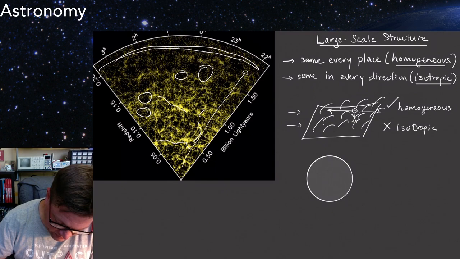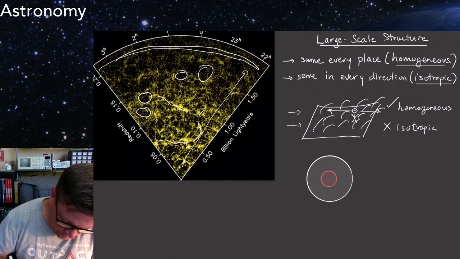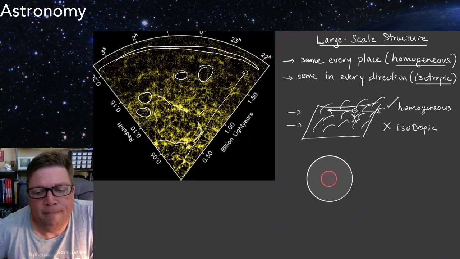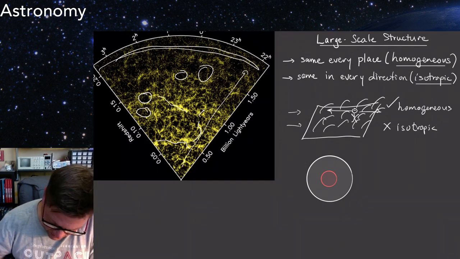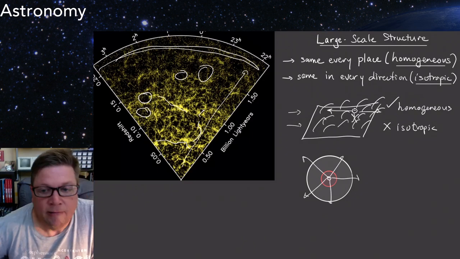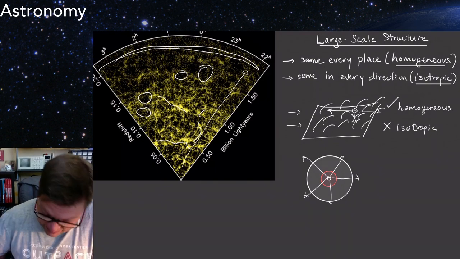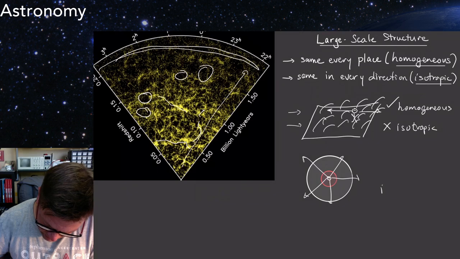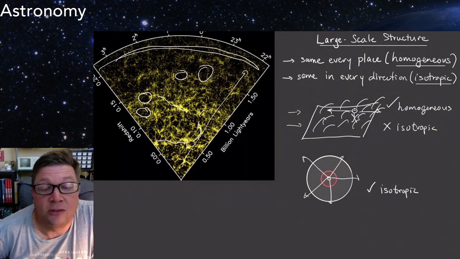Something like this. And that. Here's an example of something that if I were at the center and I'm looking out in every direction, it's symmetric, right? So this one is isotropic. It looks the same in every direction.